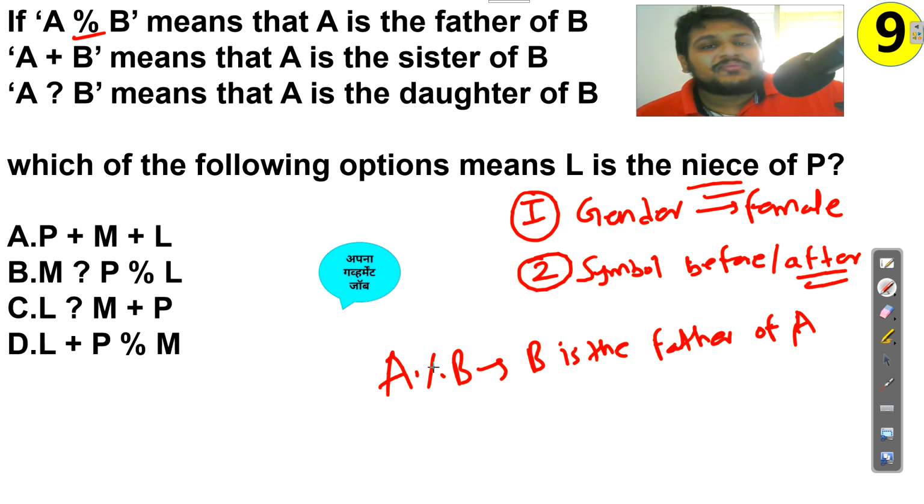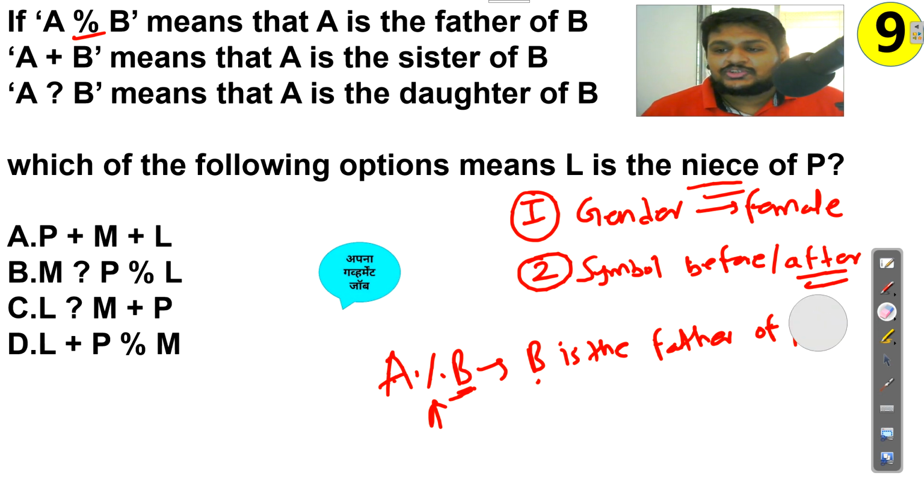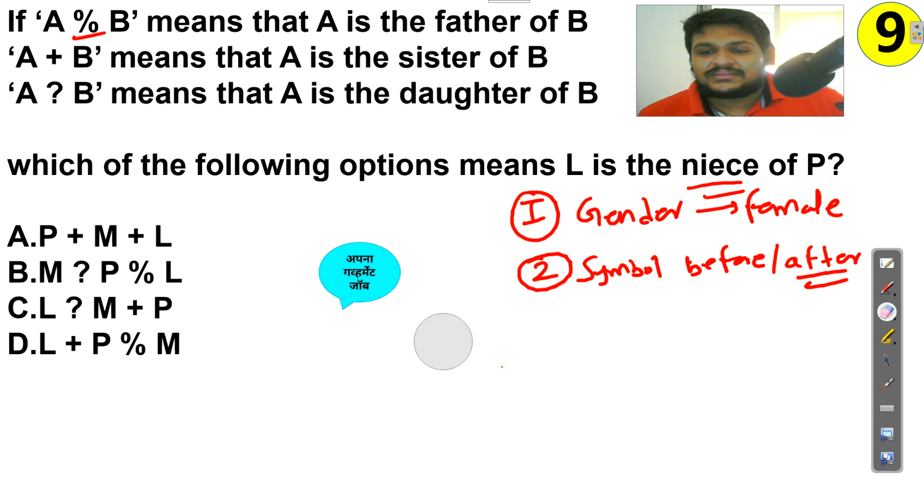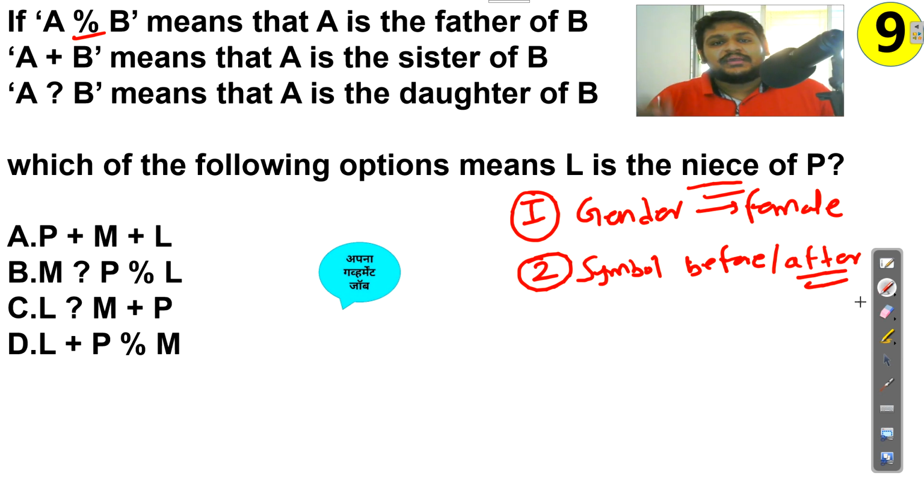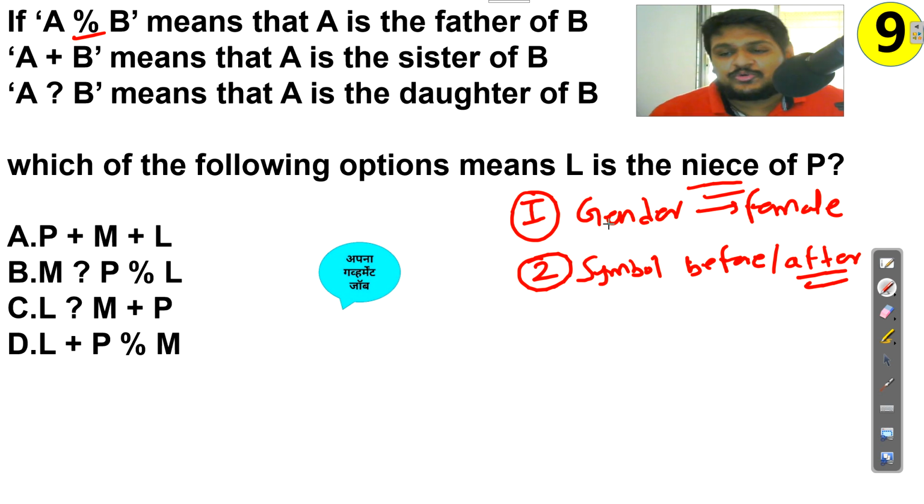What is for before? See, for before, A percentage B means B is the father of A. So the symbol is before B. Why before B are we taking? Because this given statement is B is the father of A, not A is the father of B. That's why we need to take the before symbol here. These two cases you will encounter in your question. So I hope you got the concept of before and after symbol. After symbol I will show you how to apply in the options.